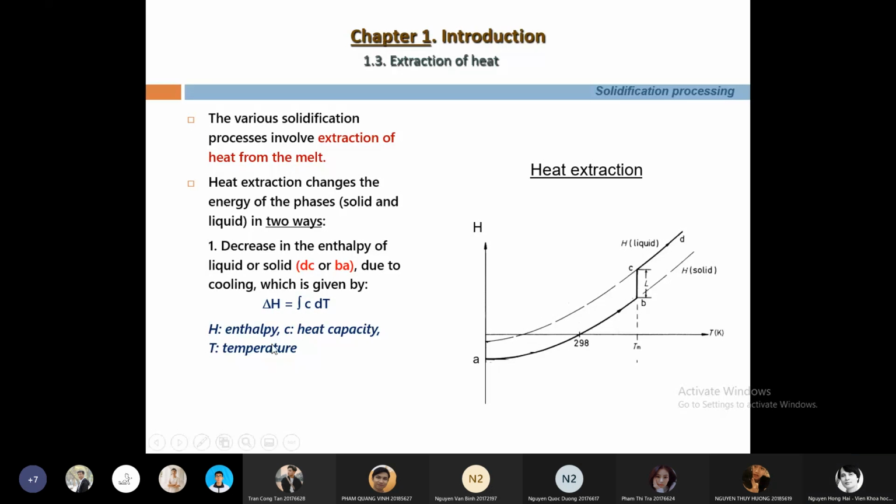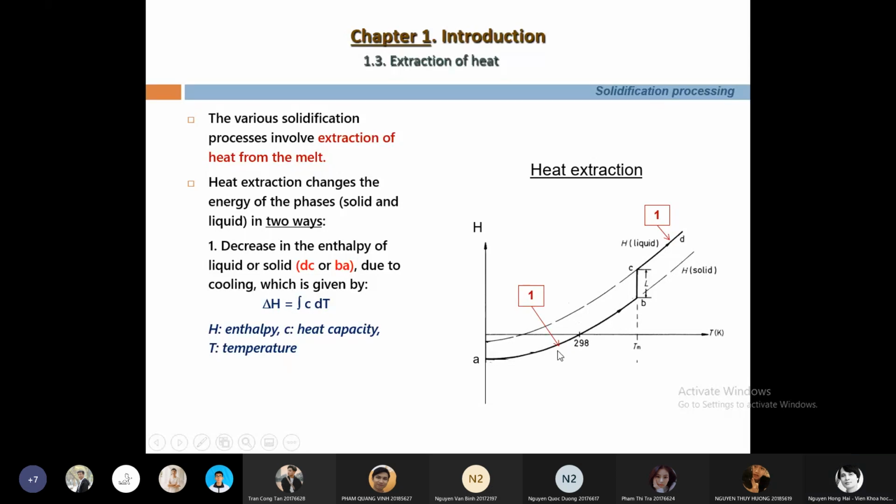By this, the change in the enthalpy is the integral of the heat capacity with respect to the temperature. So it is a decrease in enthalpy. We have the interval DC, the decrease in enthalpy of the liquid, and BA, the decrease in enthalpy of the solid.